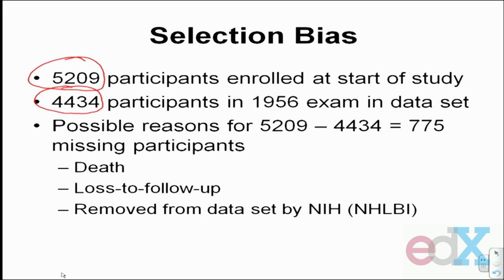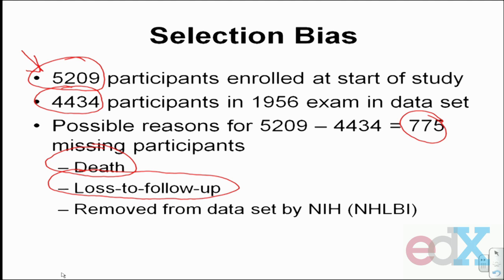And one thing we might want to be concerned about is who are the people we're missing? Who are the people who were in the original beginning of the Framingham Heart Study, the 5,209, and are not in our data set? We are missing 5,209 minus 4,434. We're missing 775 people. Why are we missing them? Well, some of those people might have unfortunately died between 1950 and 1956. They weren't alive. They weren't able to come, obviously, to the 1956 exam. Other people might have moved out of Framingham, or for some reason or another decided not to come to the 1956 follow-up examination. We're missing those people.